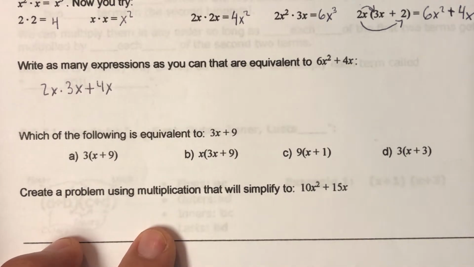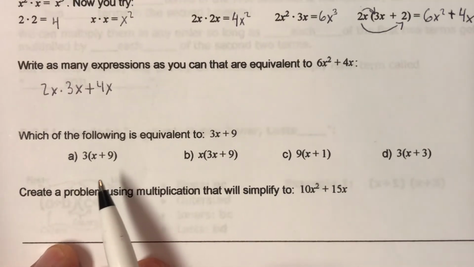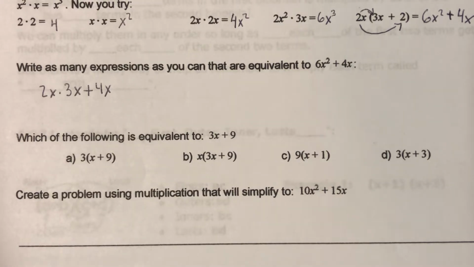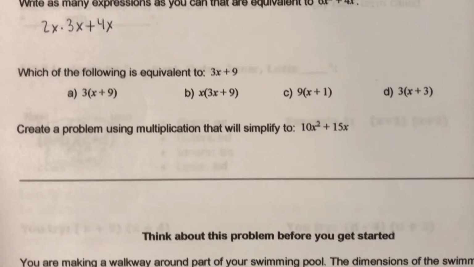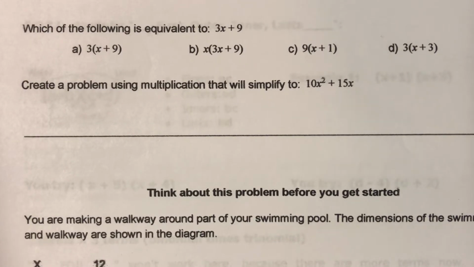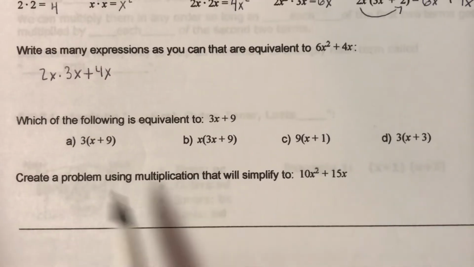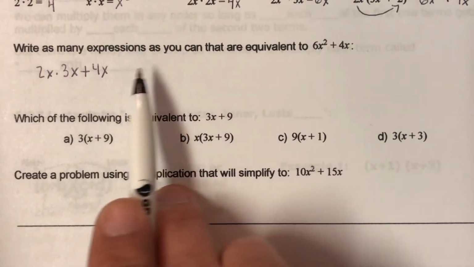Now, try to find some more. There are other examples you can give of expressions that are equivalent to this one. Okay? This one, I'm not going to give you the answer. So which of the following is equivalent to 3x plus 9? I'm sure you can figure that out. And then create a problem using multiplication that will simplify to 2x squared plus 15x for this one. So this one is going to be very similar to what you did here. Okay?